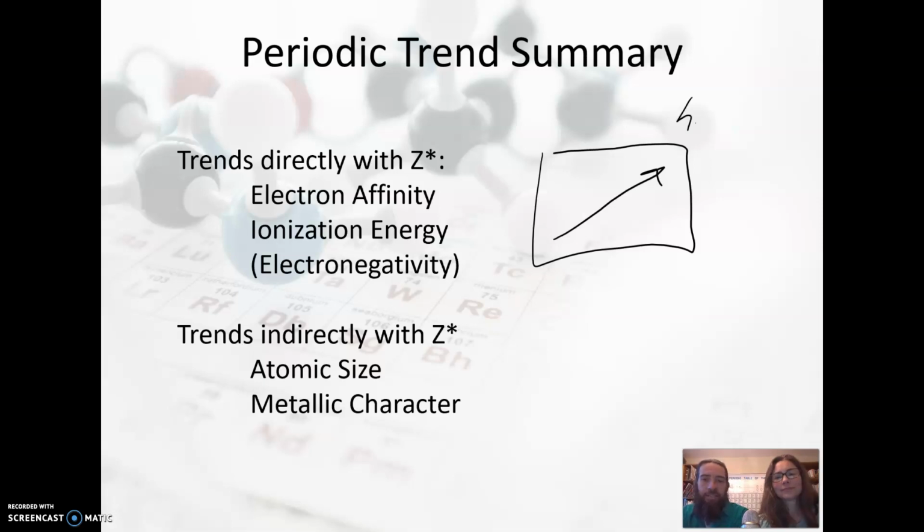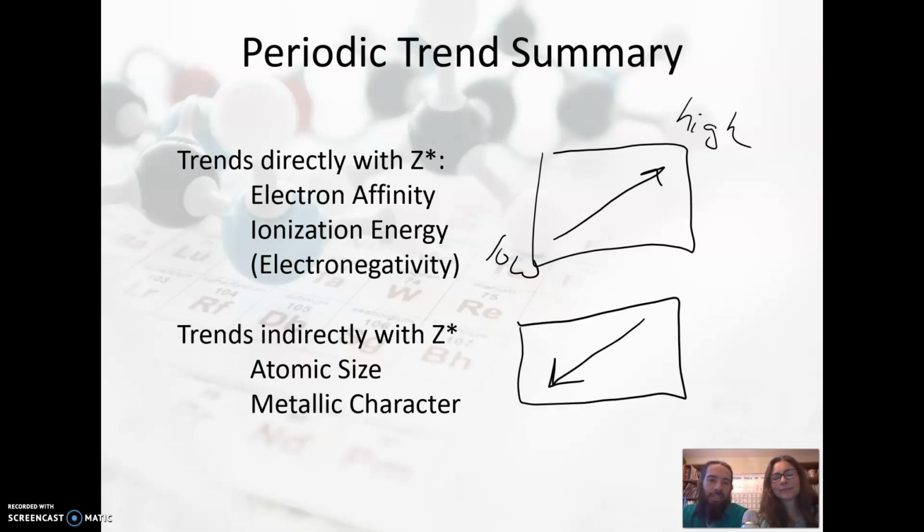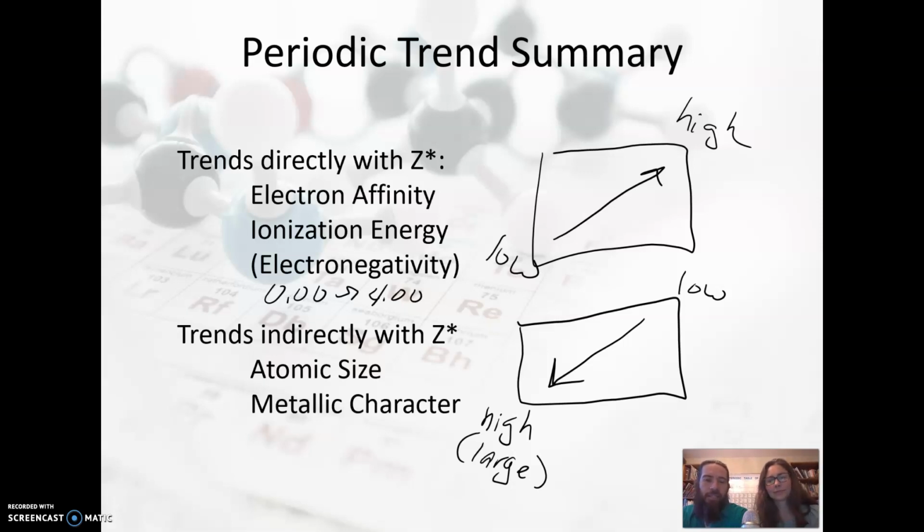Ionization energy is another one. It trends directly this way. A lot of energy is needed to remove an electron from fluorine. There's a term called electronegativity. We haven't really introduced that one yet, but it's kind of a hybrid term, like electron affinity and ionization energy. The scale's a little easier to manipulate, but we'll get to that shortly. And we have some things that trend inversely with this effective nuclear charge, and that's atomic size, so our largest atoms are down in the bottom left, and metallic character.